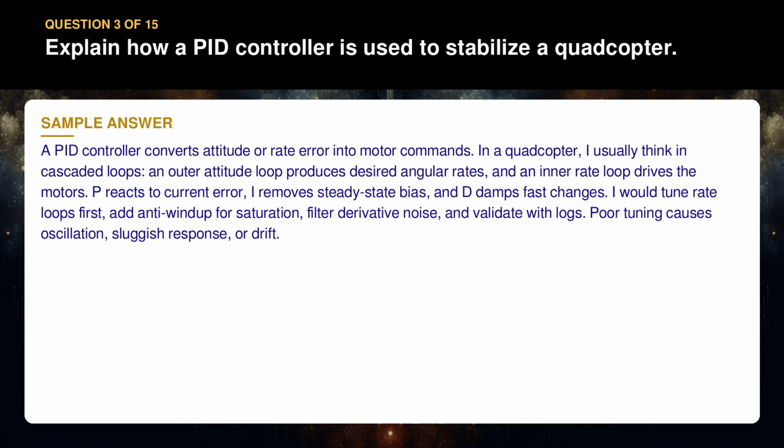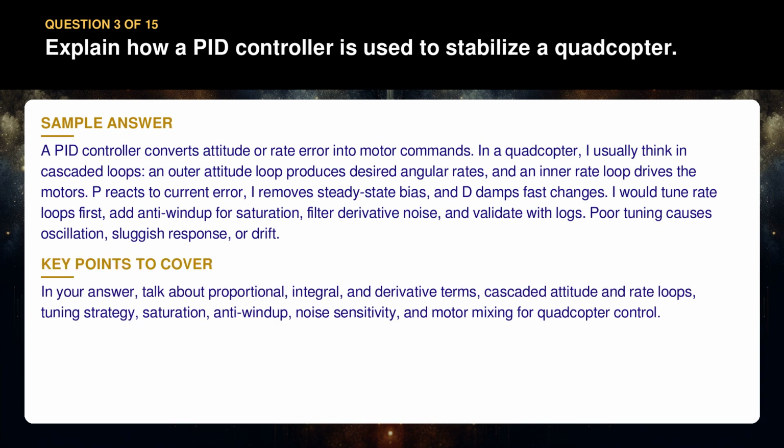I would tune rate loops first, add anti-windup for saturation, filter derivative noise, and validate with logs. Poor tuning causes oscillation, sluggish response, or drift. In your answer, talk about proportional, integral, and derivative terms, cascaded attitude and rate loops, tuning strategy, saturation, anti-windup, noise sensitivity, and motor mixing for quadcopter control.